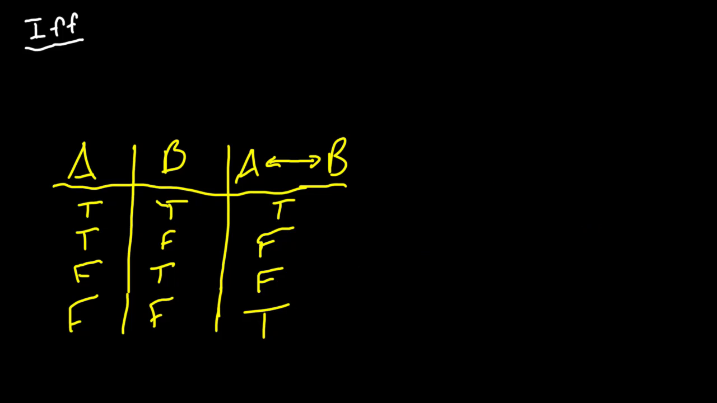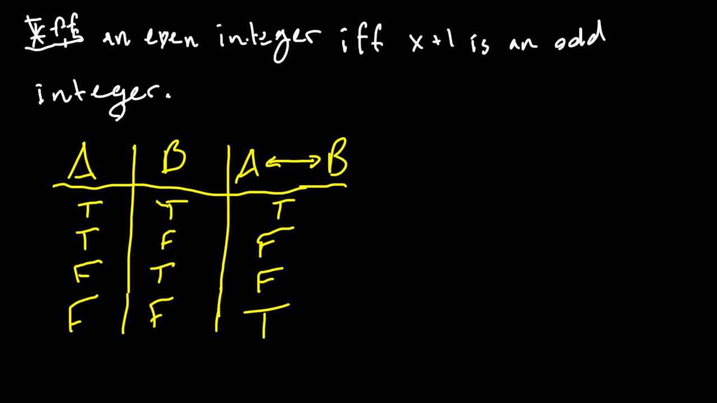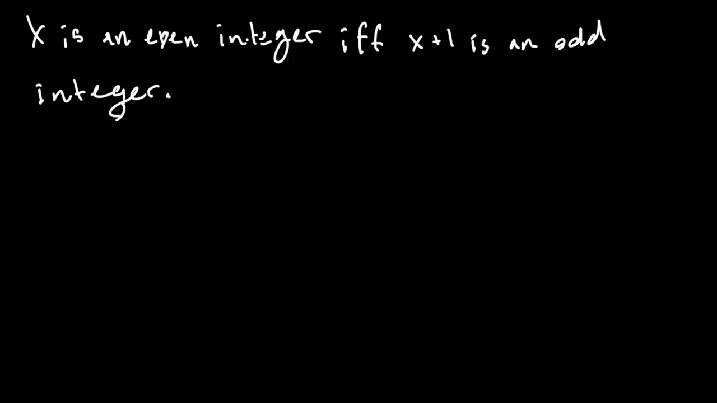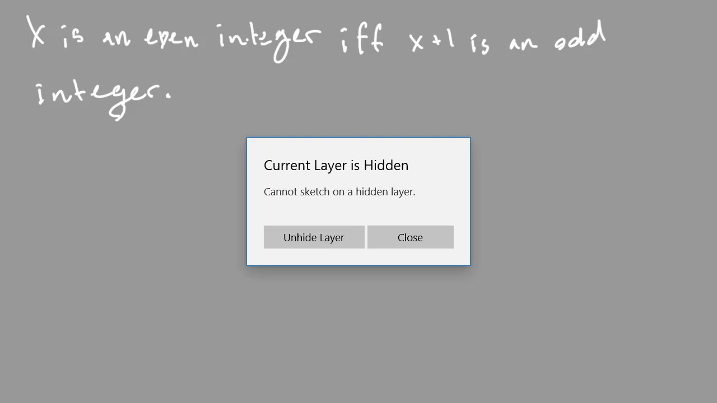But now let's do a math example. What if I said that x is an even integer if and only if x plus 1 is an odd integer? Now this is pretty simple, but that's the point, do a simple example so we can understand a more difficult concept. So to prove these if and only if statements, what we have to do is prove them going both ways. So we have to say if A then B, and then prove if B then A. So we're going to start with if x is an even integer and show that x plus 1 is an odd integer.